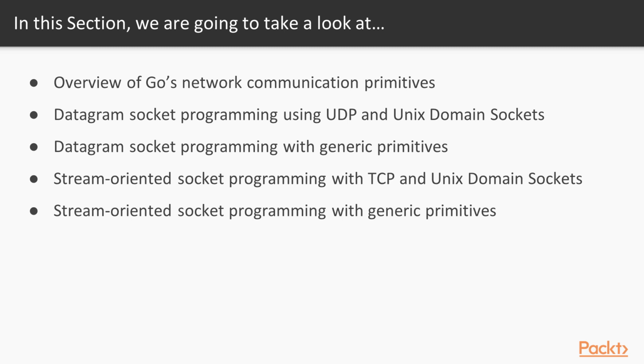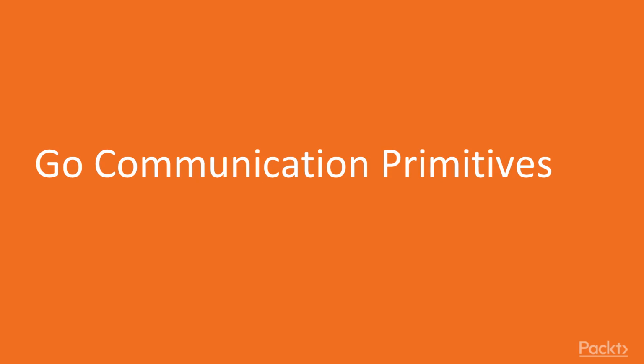Next, we will explore how to do datagram socket programming with generic primitives to create programs that use either UDP or Unix domain sockets. After that, we will get an introduction to stream-oriented socket programming using TCP and Unix domain sockets. And lastly, we will discuss how to use generic network primitives to create programs that can either use TCP or Unix domain sockets.